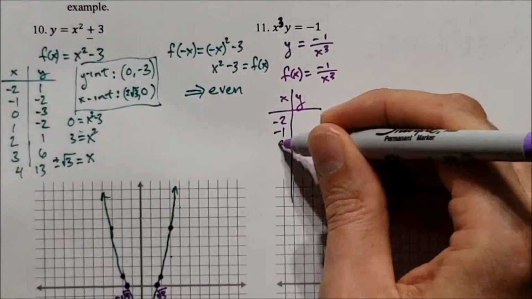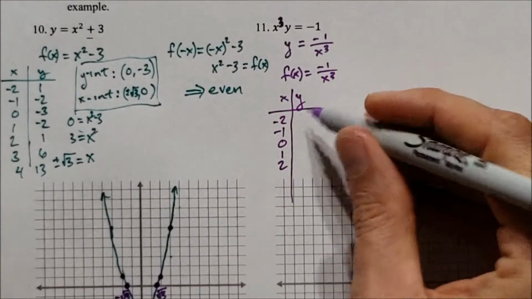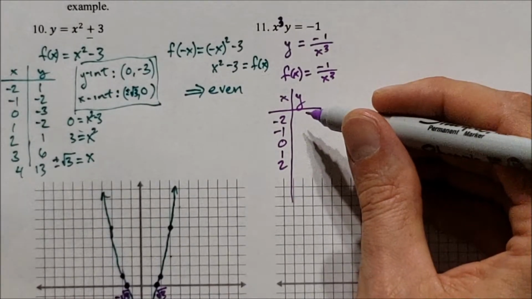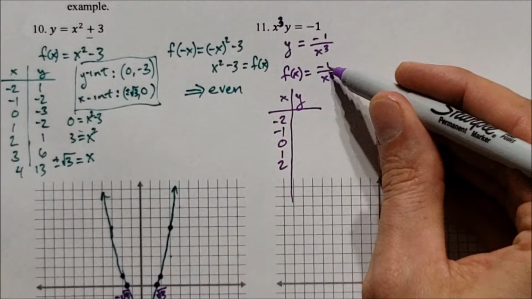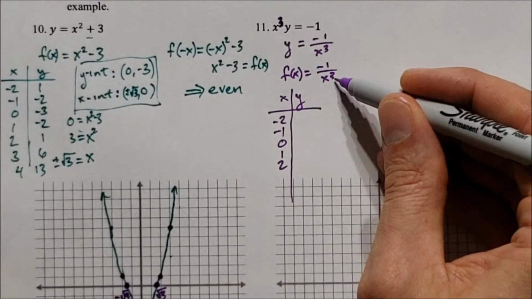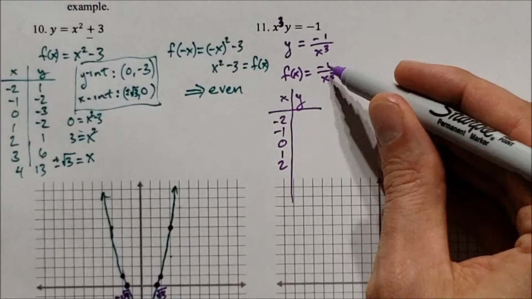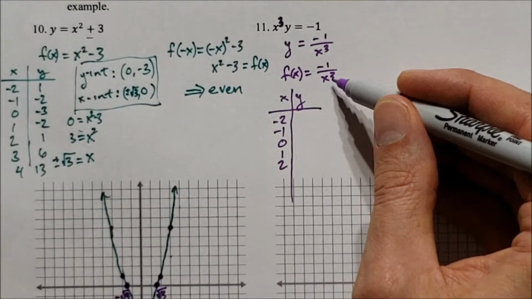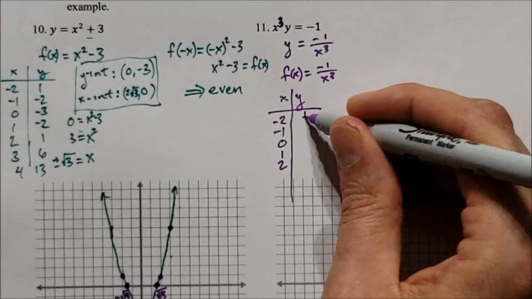Negative 2, negative 1, 0, 1, 2. When x is negative 2, this is going to be negative 1 over, see, negative 2 cubed is negative 8. So this is going to be negative 1 over negative 8, or just 1/8.